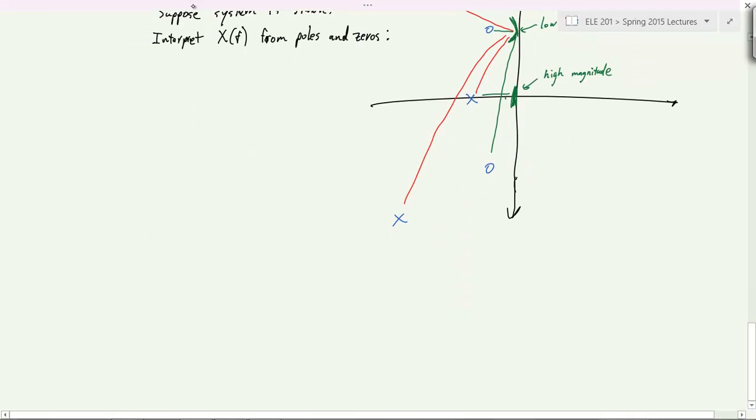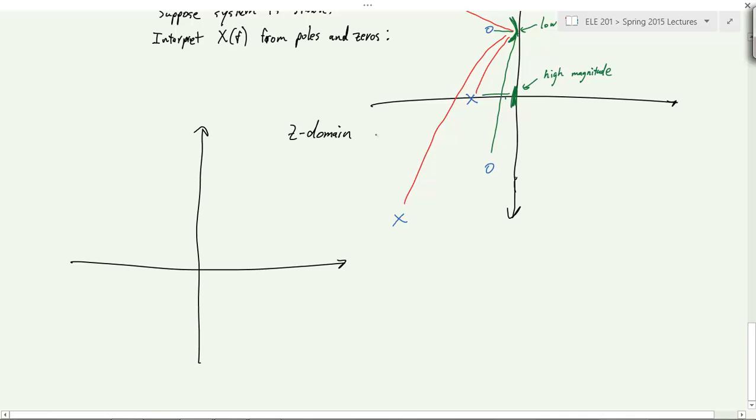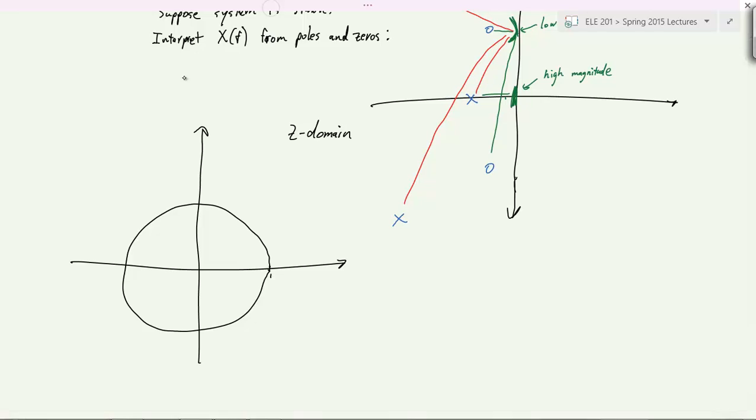Suppose that you have, here's the Z domain, and here's the unit circle. And suppose you have these poles and zeros. You've got a 0 here, you've got a pole here, and a pole here. Okay, and it's a causal system. Is this stable? It's stable. All the poles are in the unit circle.